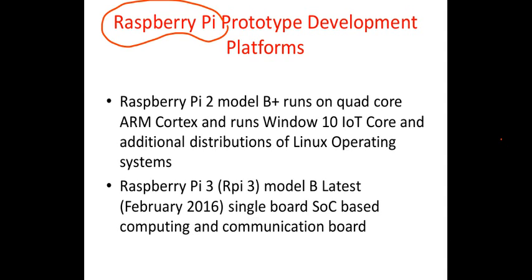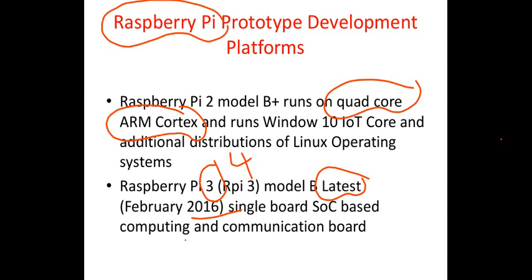there are different versions as you can see, but what you can see here is the latest, but we have got version 4 which has already come, right? Since February 2016 this version 3 was going on, and version 4 also has come, right? Raspberry Pi 2 model B plus runs on a quad core ARM Cortex and runs Windows 10 IoT core and additional distributions of the Linux operating system, and even the latest version Raspberry Pi 4 has come.